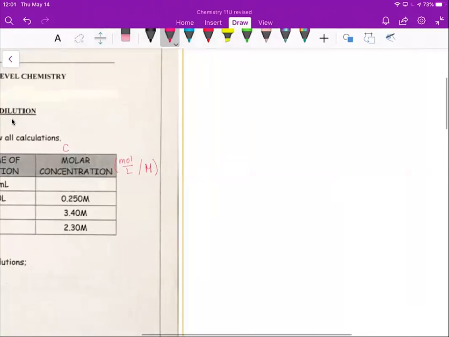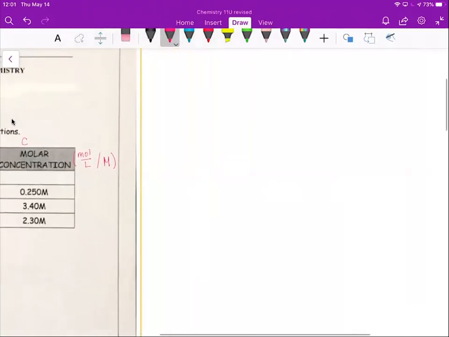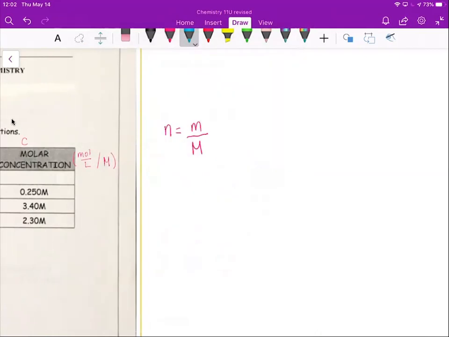So which formulas do you need to know? Well, everything, like I said, from Unit 3, everything is now moles. I don't want mass anymore. And so for moles, we have to do mass divided by molar mass. From that, then we get to work with concentration, which is concentration equals number of moles divided by volume.